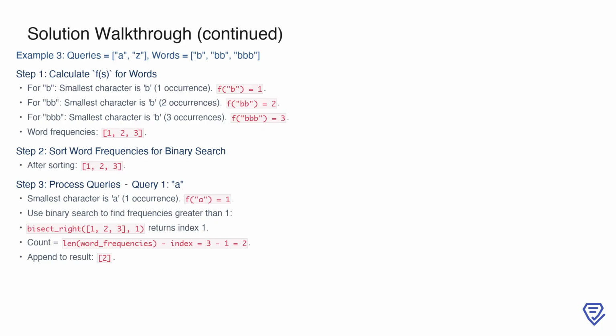For the first query, the smallest character is A, which appears 1 time. Hence, f equals 1. To find how many word frequencies are greater than 1, we use bisect_right([1, 2, 3], 1), which returns an index of 1. The count of frequencies greater than 1 is len(word_frequencies) - index, which equals 2. We append this result, resulting in a partial list of [2].